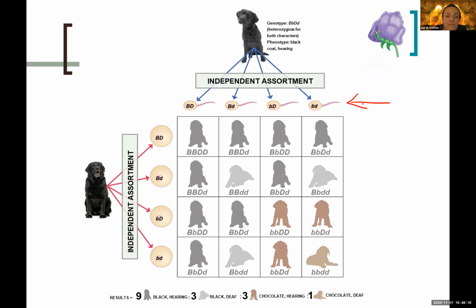Oh, look, they've now managed to come up with a different picture of a dog. Okay, so we know, because he is heterozygous for both, that he has 4 different combinations of sperm. We're assuming that she is also heterozygous and she has 4 different combinations of eggs.